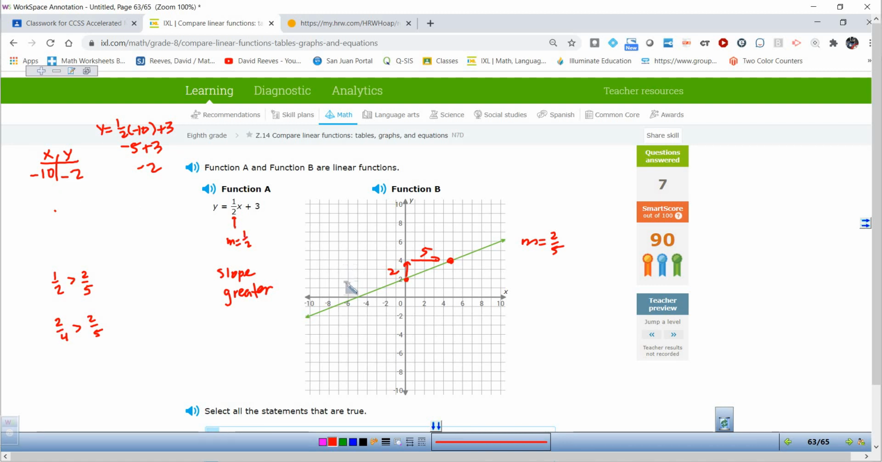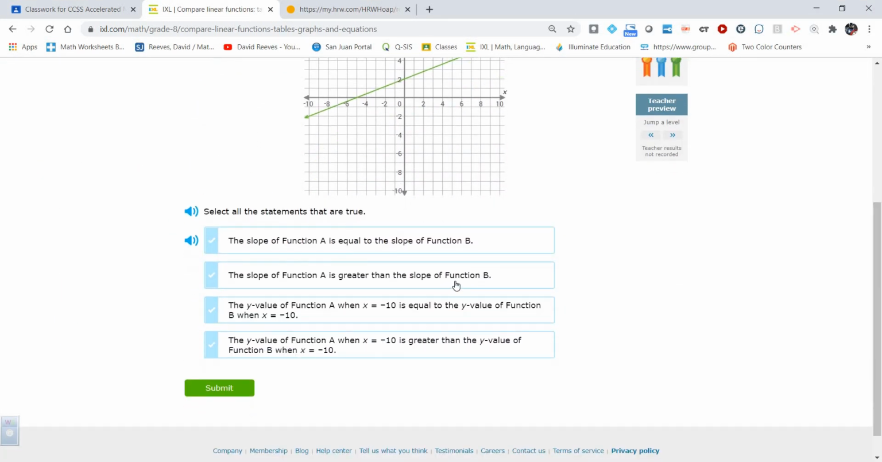Let's see if I can do this one. All right. When x is -10, right there, wow, it looks, is it at exactly -2? Well, let's see. This one has a slope of 2/5 down to 1, 2, 3, 4, 5. Say it isn't so. It is the same. When x is -10, y is -2. All right? So the slope of A is greater, but those values are the same. The slope of A is greater, and they are equal.